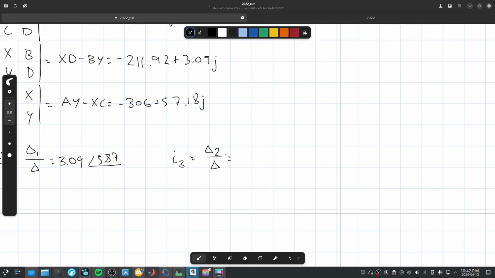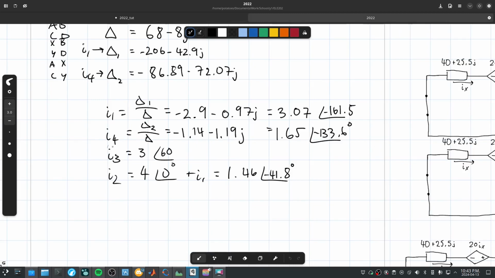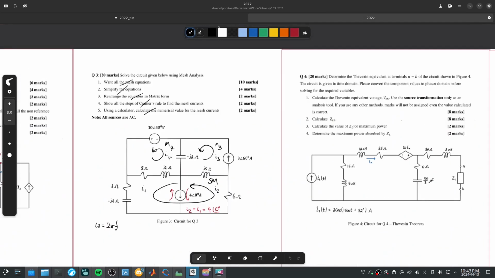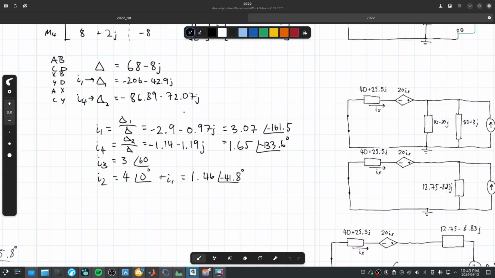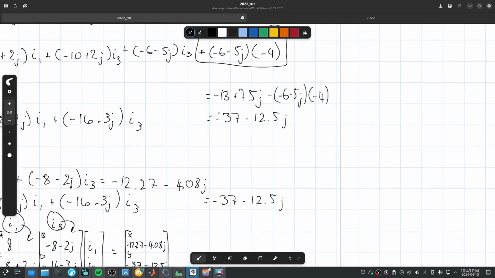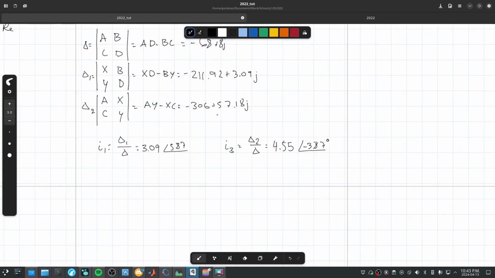Okay, so now I3. I3 is delta 2 over that amount. Let's do that. So that's negative 306 plus 57.18j. That is 4.55 with a phasor of negative 3.87 degrees. Once again, let's compare that to the answer sheet. I did everything differently on this one, so that's the bottom left one I'm solving for, so I1. Did I get a different answer? I did, shoot.